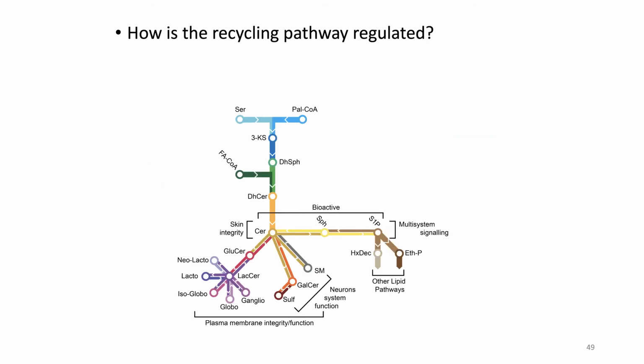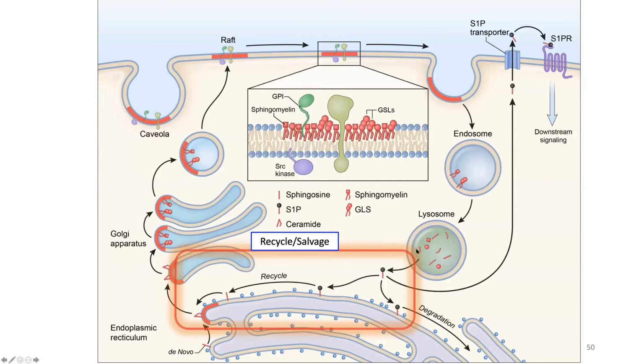Now, the final part of the talk is how the recycling pathway is regulated. Of course, by recycling pathway, what I'm talking about is the pathway where the sphingoid base that's derived from mature sphingolipids is recycled back into the pathway so that it can be utilized for synthesis of sphingolipids. And that's illustrated here. And generally, it's considered as recycling sphingosine that's derived from the degradation of sphingolipids in the lysosome, moving back into the ER and being converted back into ceramide.